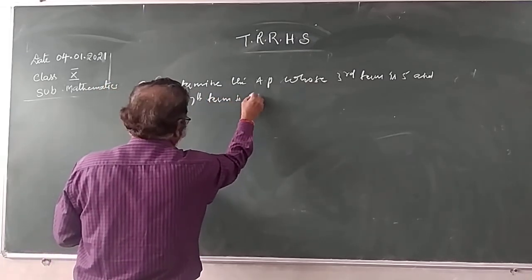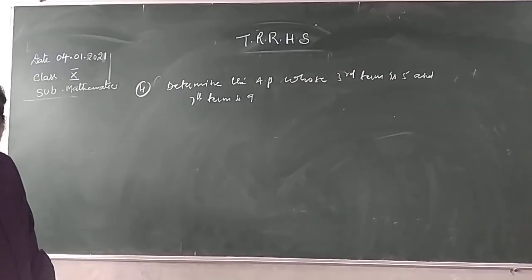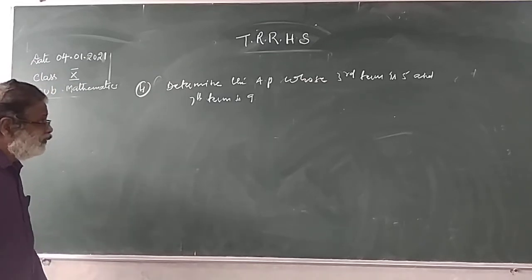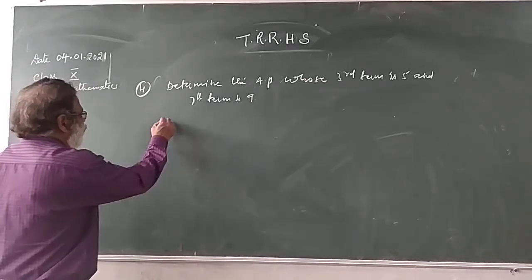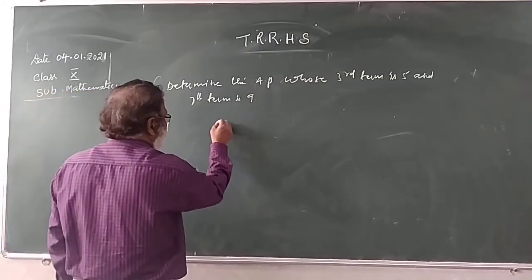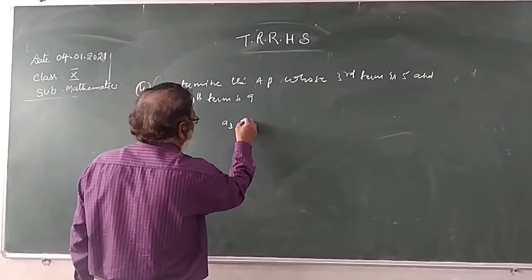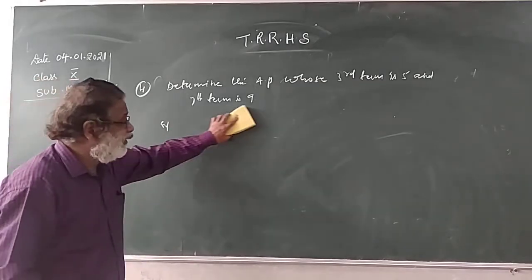Seventh term is 9. Here, what was given? The third term of the AP is 5, and the seventh term of the AP is 9. Determine the AP, which means write the terms of the AP. Now, the third term is represented by A3. A3 is equal to 5.